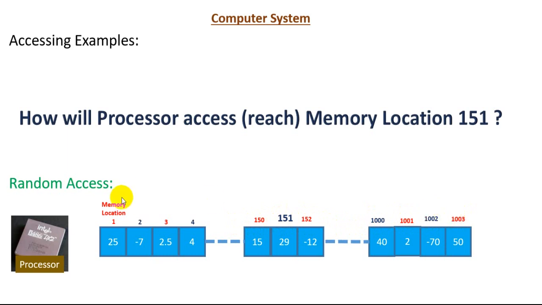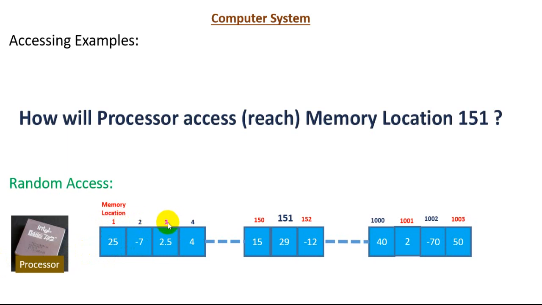Now, if you look at memory location 1, what does it contain? 25. If you look at memory location 2, it contains -7. Memory location 3, 2.5. Memory location 4, 4. Memory location 150 contains 15. So these are location addresses. These are the contents that are in that location, like houses. Now we have house numbers and people inside the house. So people inside the house are like these contents. House number is like these location addresses.